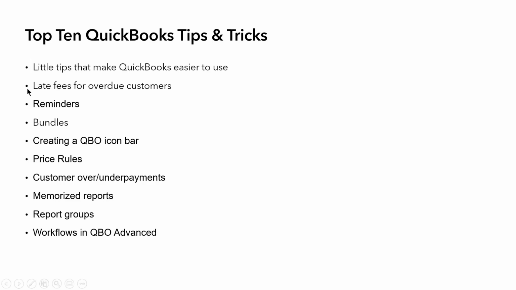We're also going to talk about some automation features. I'm big on automation because one of the benefits of having a computer program is it doing things for you so you don't have to spend your time doing it. Also, so you don't forget about it, right? So one of the things that QuickBooks Online can do is it can actually assess late fees for your overdue customers.